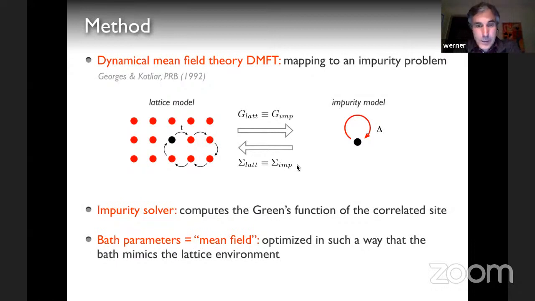In practice, we often work in an action formulation where we integrate out the bath and replace it by a so-called hybridization function, which describes how the electrons hop in and out of the bath as a function of time. And this hybridization function plays the role of the mean field in this theory, and that's the quantity which is adjusted self-consistently. And because this is a time-dependent mean field, we call this theory a dynamical mean field theory.